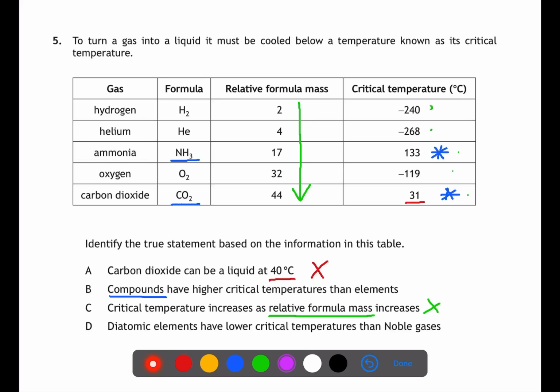And then the final statement, diatomic elements have lower critical temperatures than noble gases. We have 2 diatomic elements, hydrogen and oxygen, in the table, and then 1 noble gas, helium. If we look at the hydrogen and the oxygen, you can see that their critical temperatures are -240 and -119, whereas the noble gas is -268, which is lower. Therefore, that statement is also incorrect. So our correct statement is B.